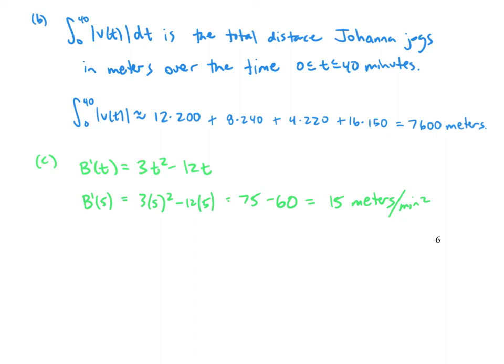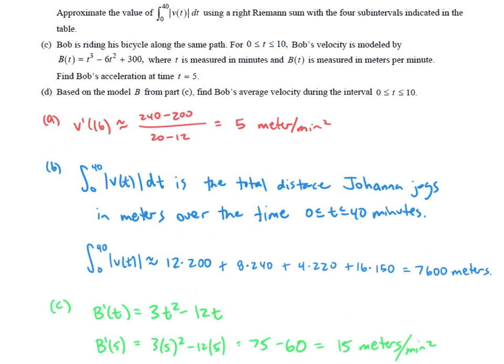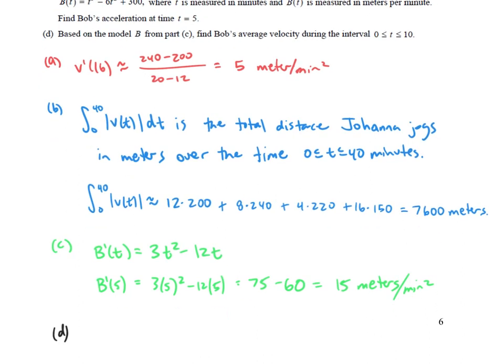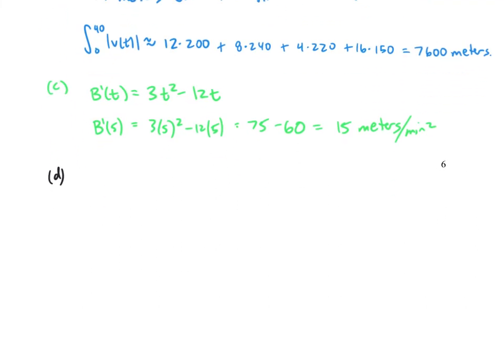Okay, last part is part D. Part D says, based on the model from part C, find Bob's average velocity during the interval from 0 to 10. This question has shown up in each of these FRQs, so you can see that it's a relatively common theme. We're going to calculate 1 over 10, which is going to be the interval 0 to 10, so 1 over 10 minus 0 of the integral from 0 to 10 of b of t dt. That's what we're trying to calculate.